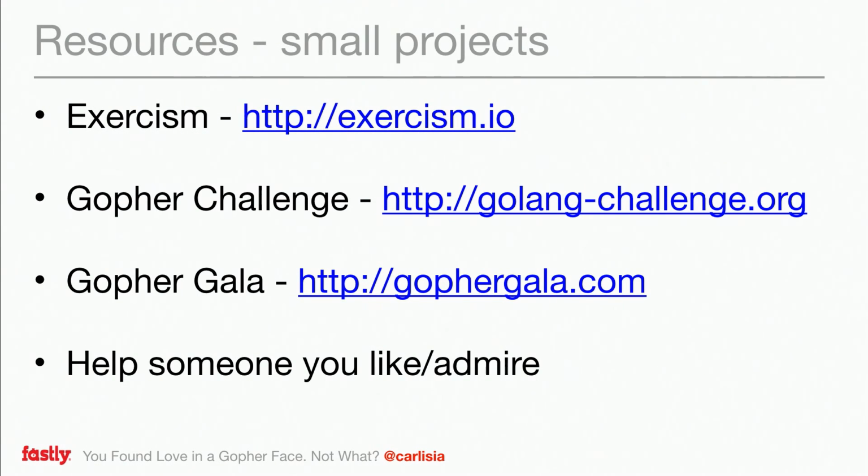Gopher Challenge. By the way, I've done all of these, and I still do them. Gopher Challenge, Gopher Gala, they're very self-contained. They have a clear path, a clear beginning, clear ends. They're short and they're fun. And help people you like and admire. That'll get you motivated.